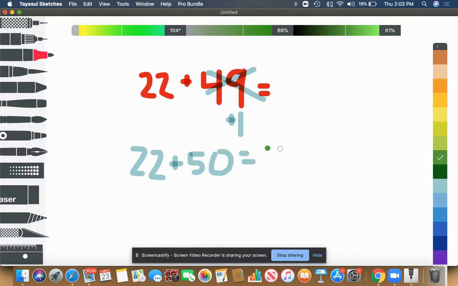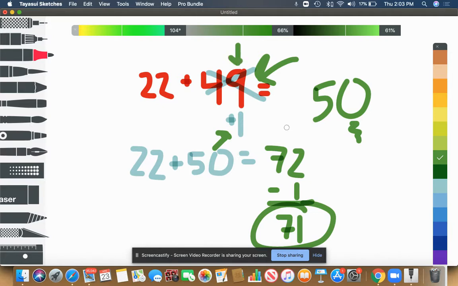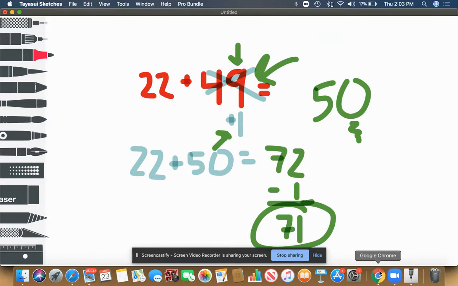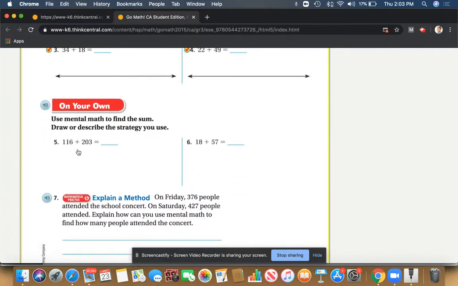And I can't forget that in order to get this 50, I added 1 to my 49. So I'm going to subtract the 1 at the end, and I'm going to get 71. So it's about, instead of using these difficult numbers, using nicer numbers like 50 that add with a 0. Instead of trying to add 9s, it's a lot easier to add 10s. Let's see if there's one more I can do without running out of time here. Something like 116 plus 203.